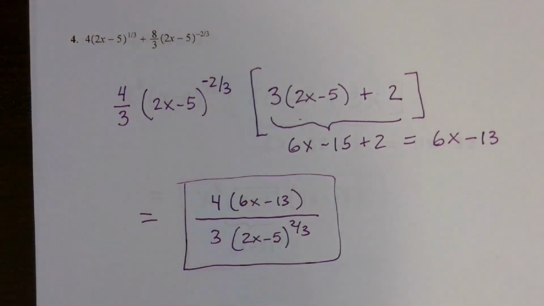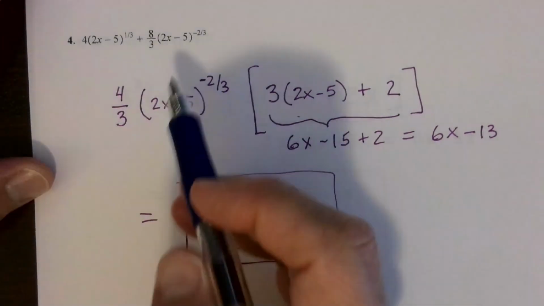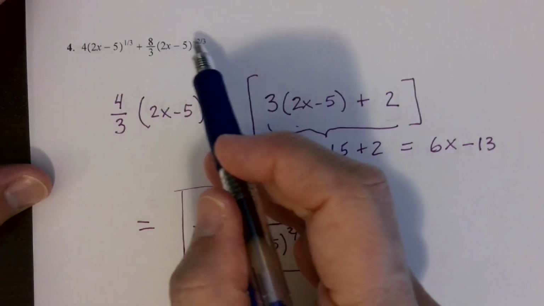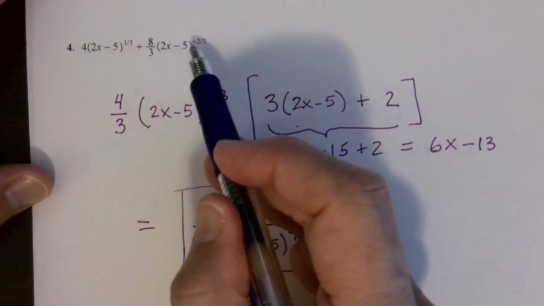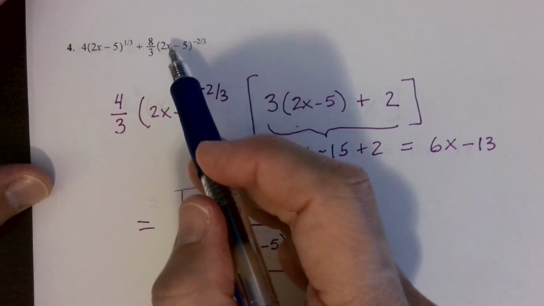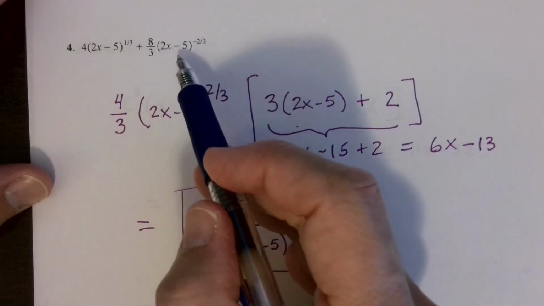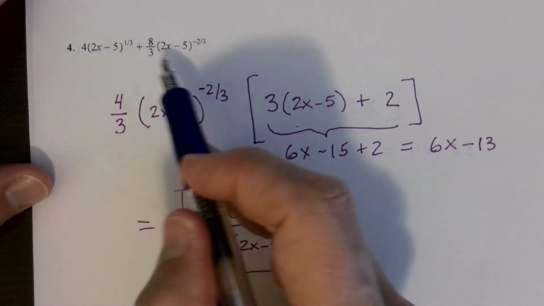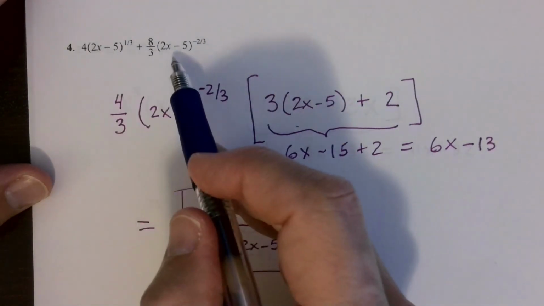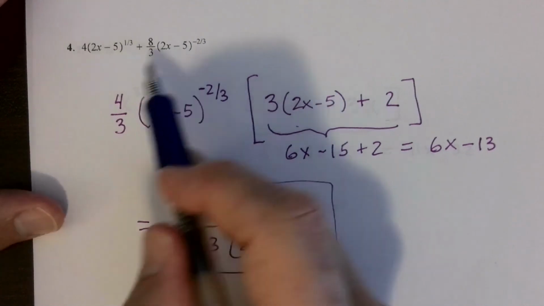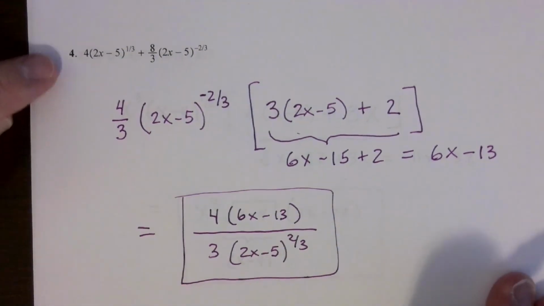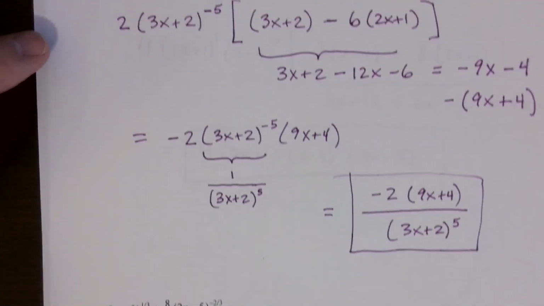And by the way, I like to use this factoring technique when it comes to negative exponents. Another way you could do this problem is to start from the beginning and rewrite the 2x minus 5 to the negative 2/3 as 1 over 2x minus 5 to the positive 2/3, and then you're adding 2 rational expressions and you're finding a common denominator. If you like doing that method, you get the same thing. That's fine. You can do that in number 4. You can also do that in number 3 here.